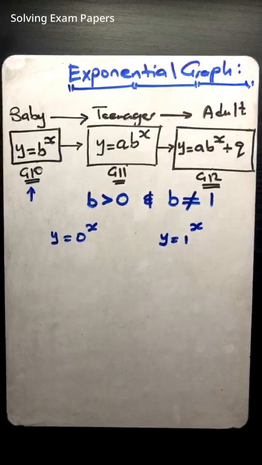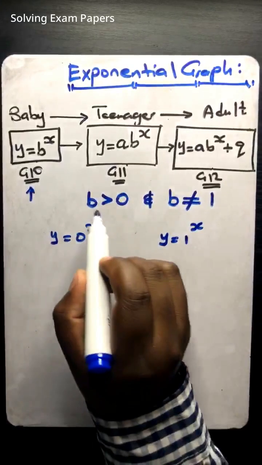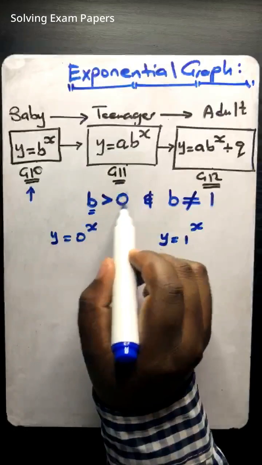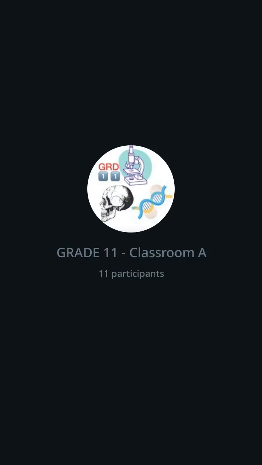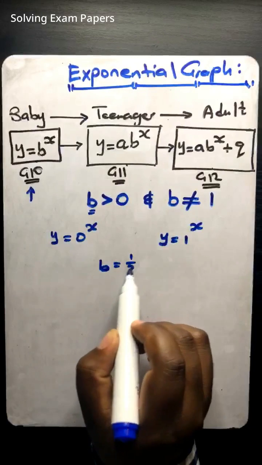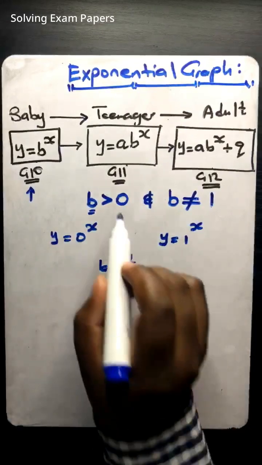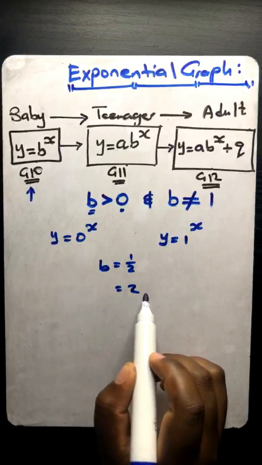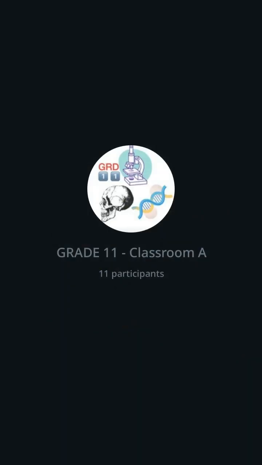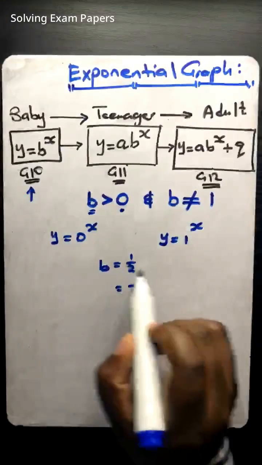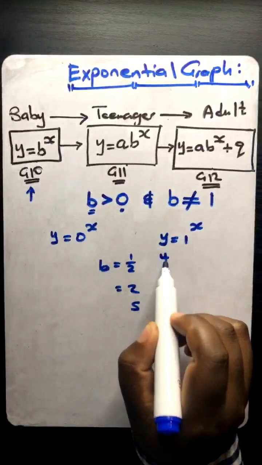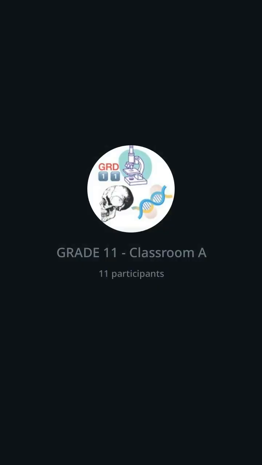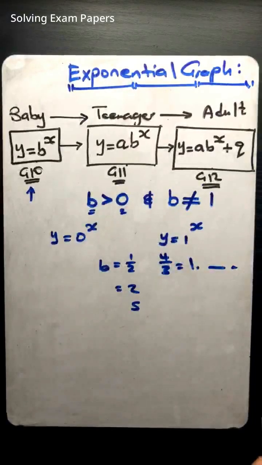So the b value can be any value greater than 0. That means b can still be 1 over 2, because 1 over 2 is greater than 0. It doesn't necessarily mean it has to be 2, or 5, or a bigger number. You can still have a fraction, maybe 4 over 3, because this is 1 comma something, so it is still greater than 0.